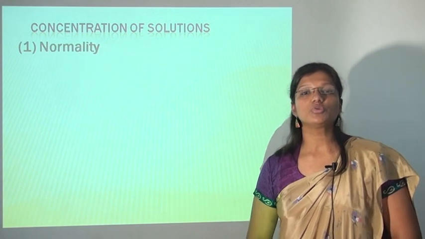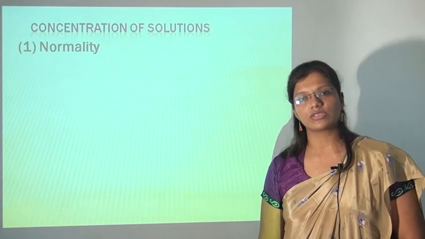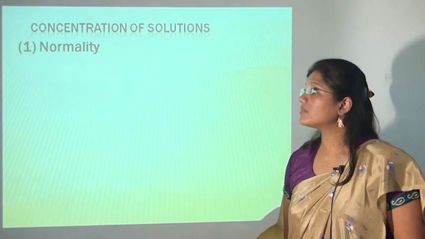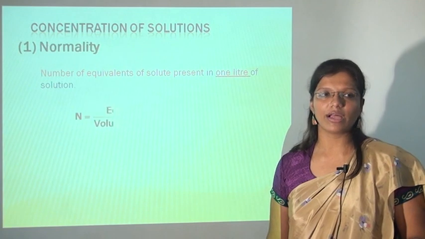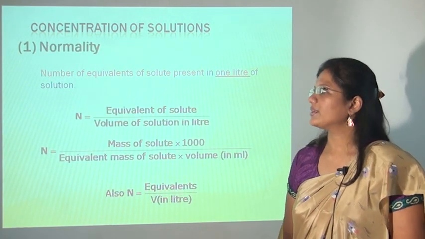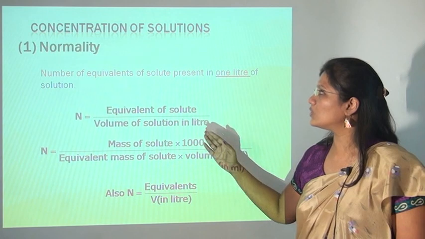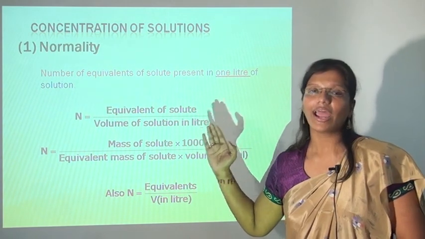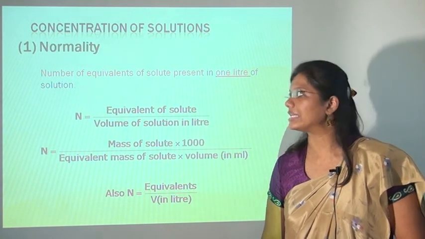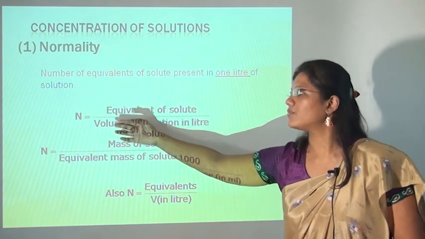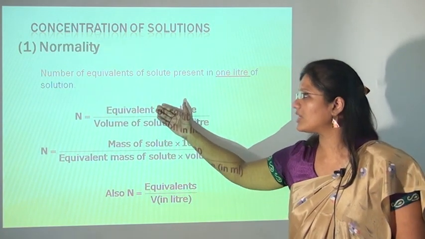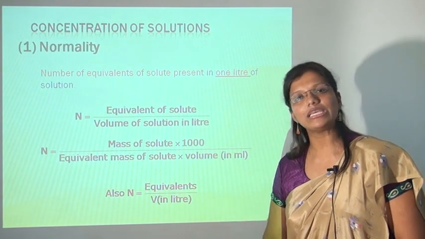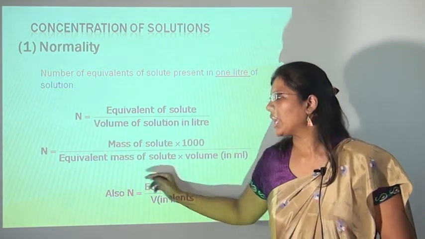Now, when you are going to prepare various concentrations of solutions, there are some terms you need to know. First is normality. What is normality? The number of equivalents of solute present in 1 liter of solution is known as a one normal solution, and that term is known as normality. Normality is represented by capital N, equal to equivalents of solute divided by volume of solution in liters.